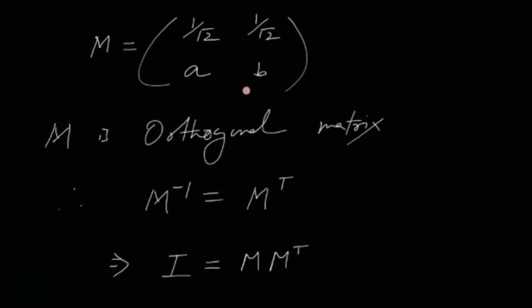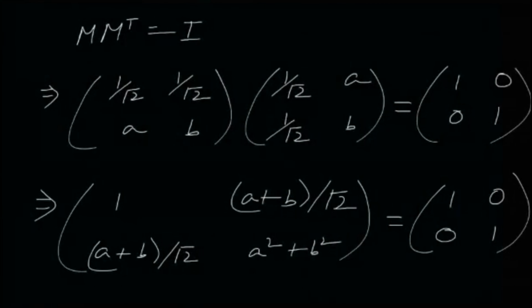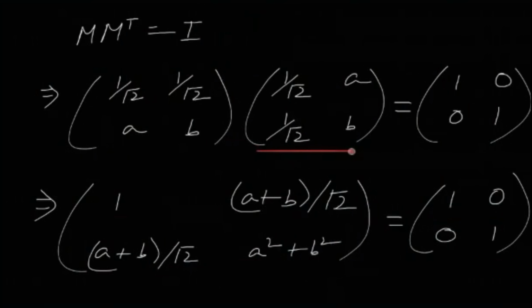So M is this matrix, and M is an orthogonal matrix. That means M transpose is actually M inverse. The inverse of this matrix is nothing but the transpose of this matrix. So M into M transpose is the identity matrix. Multiplying in the usual way, we get 1, then (a + b) by root 2, again (a + b) by root 2, and a square plus b square, and this is the identity matrix 1 0 0 1.